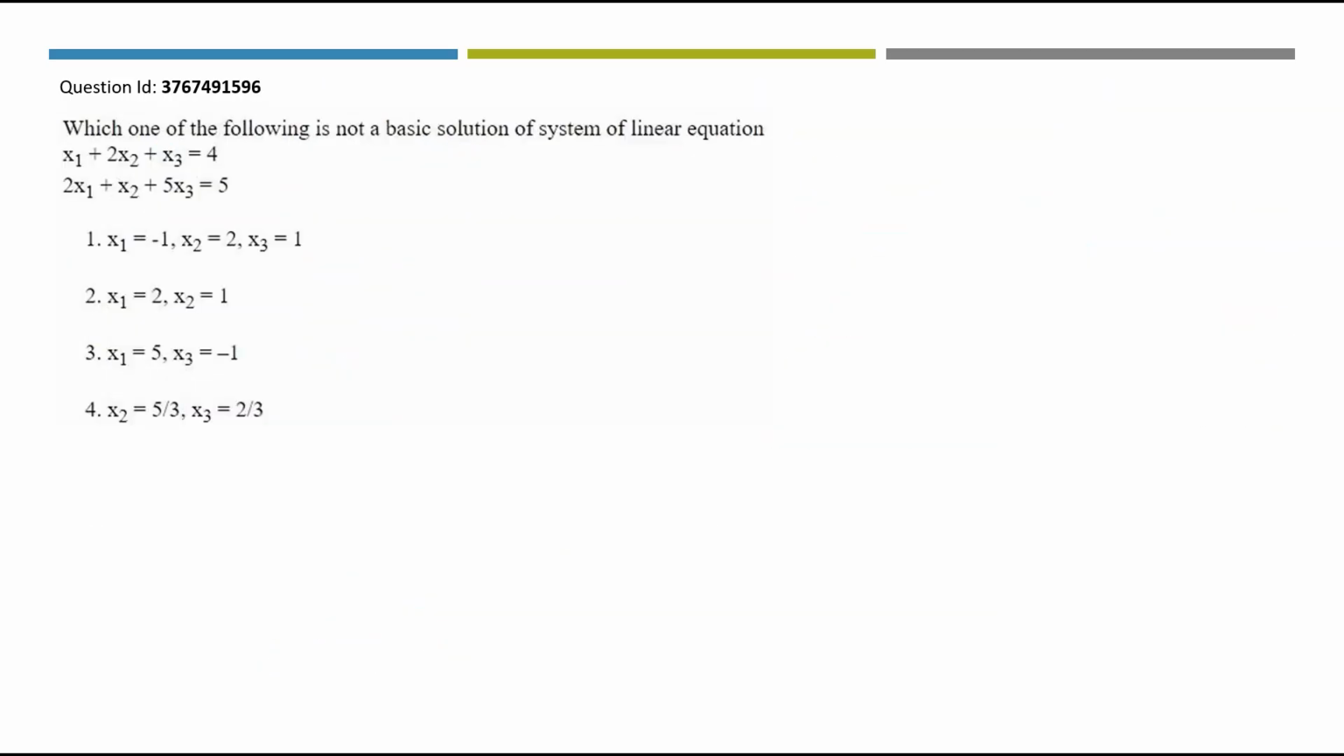Next question. Which one of the following is not a basic solution of system of linear equations? So we are given 2 equations. Out of these 4 options, 3 options are basic solutions. 1 option is not a basic solution. What is a basic solution? A basic solution is obtained by setting some variables to 0 and solving for the remaining variables.